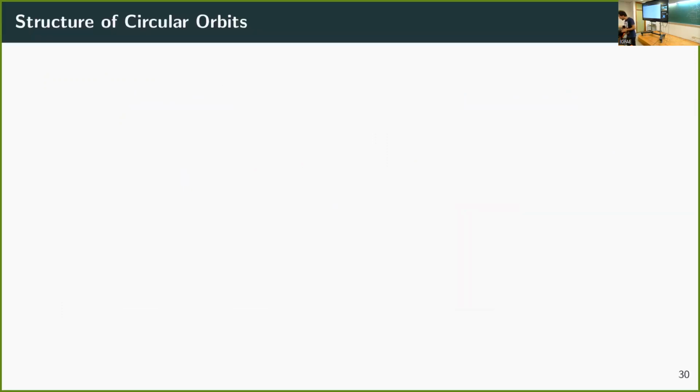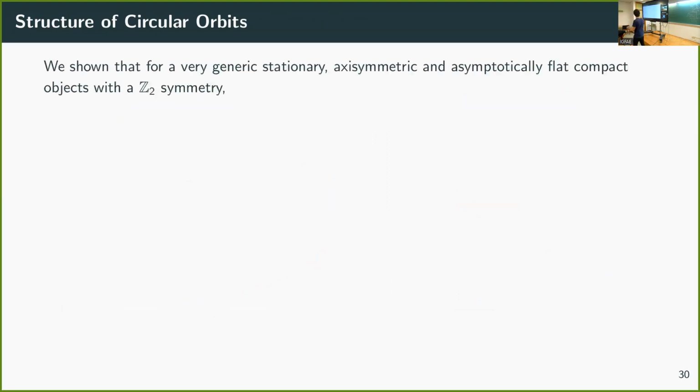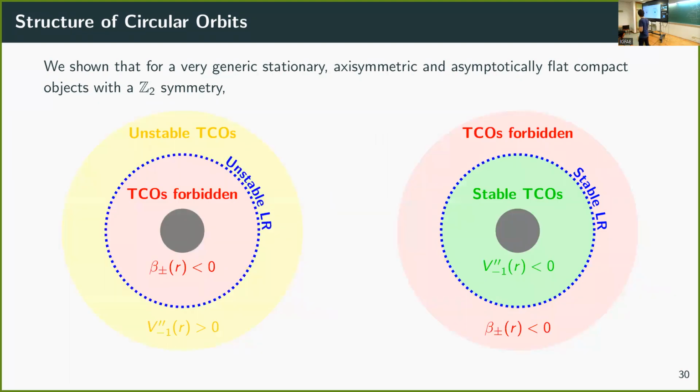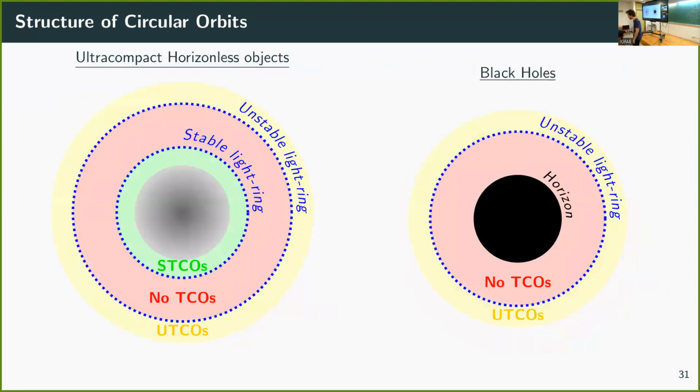Okay, so just to finalize and summarize everything. In the first part, I talked about the structure of circular orbits, and I showed that for a very generic stationary, asymptotically flat, four-dimensional compact object with a Z2 symmetry, these two structures are always possible to see. And with those two structures, I showed you that in the case of ultracompact horizonless objects and for black holes, these two structures are also always possible to verify.